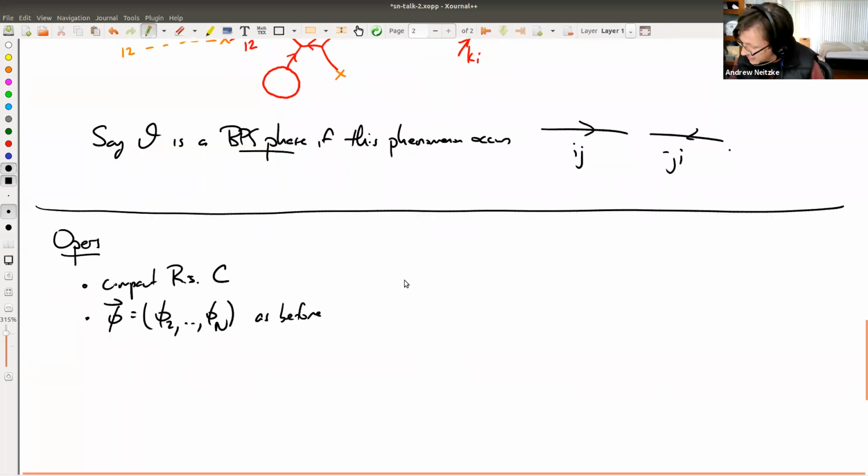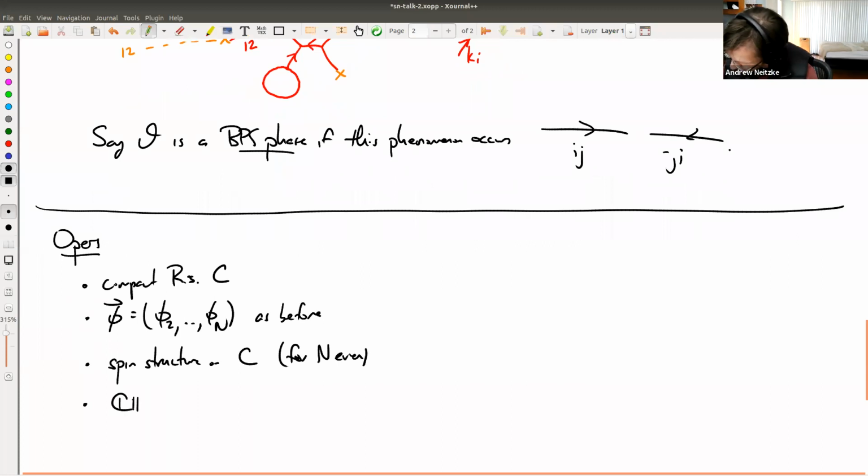Now I'm going to give myself a tiny bit more data, which you should think of as less important. A spin structure on C, actually only needed when n is even, and a complex projective structure on C. So what does that mean? That means just an atlas of charts that differ only by Mobius transformations. For any Riemann surface, you can always find one of these, and so I'll just choose any one.